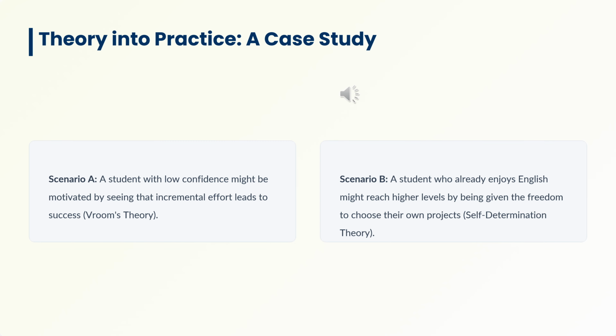The case study demonstrates how theoretical approaches may guide practical decisions. A student with low confidence may respond best when effort is linked visibly to attainable success, which reflects Vroom's theory. A student who already shows strong interest may benefit more from freedom of choice and independent project work, which corresponds to self-determination theory. The broader methodological point is that motivational strategy should never be applied mechanically. Its effectiveness depends on the learner's actual condition, prior disposition, and educational context.